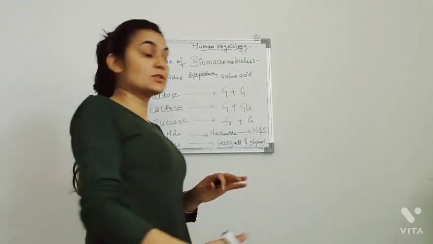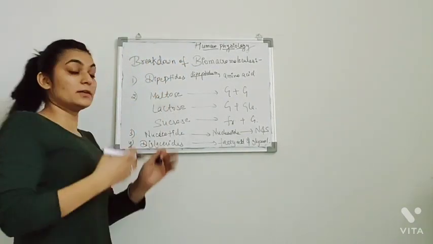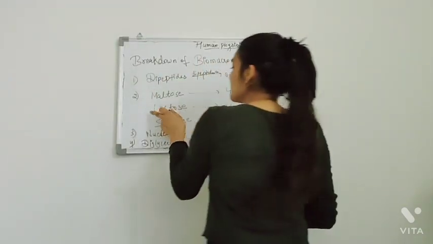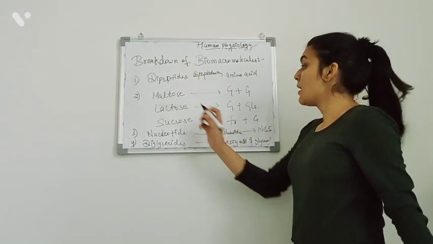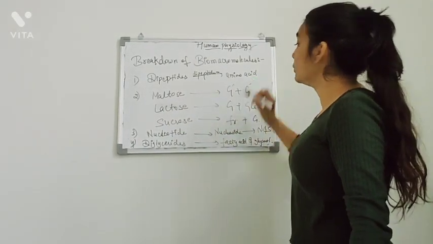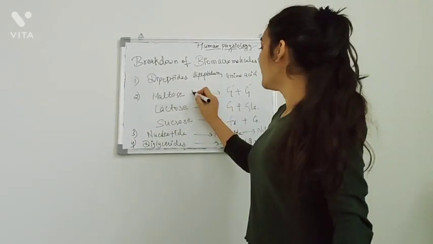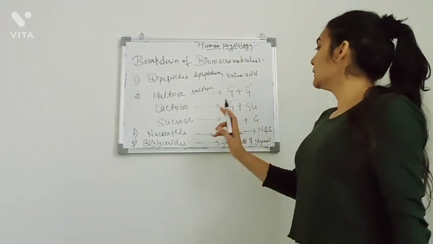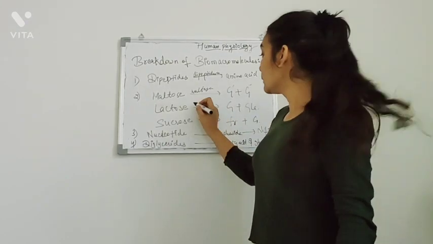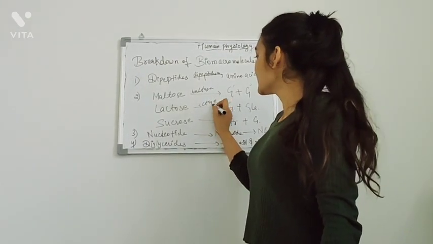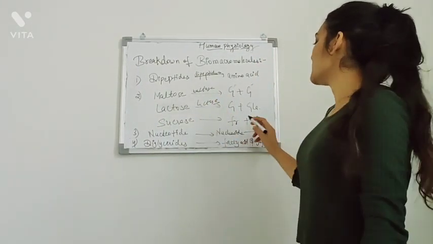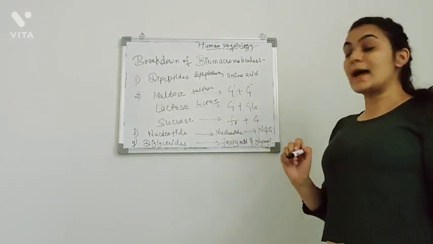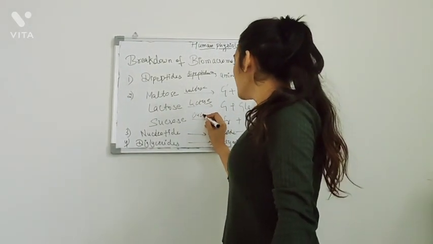After that, the starch, or you can say carbohydrate, comes in more as maltose, lactose and sucrose. Maltose is converted into glucose with the help of maltase. Lactose breaks down into glucose and galactose with the help of the lactase enzyme, and sucrose breaks down into fructose and glucose with the help of the sucrase enzyme.